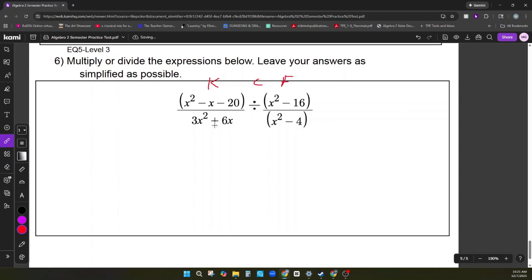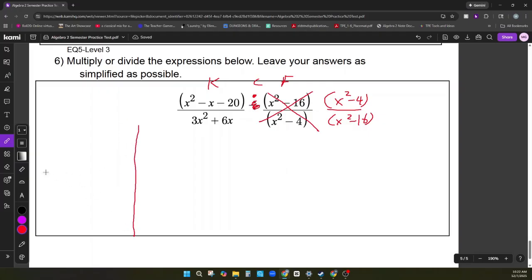So I'm keeping my first fraction the same. I'm changing my division to multiplication, and I am flipping my second fraction. So this will be x squared minus 4 on top, and x squared minus 16 on the bottom. I'm going to cross this out because I'm no longer working with this original fraction. From there, it just becomes a factoring game. So I'm going to organize my work.